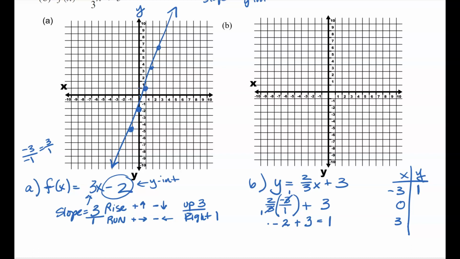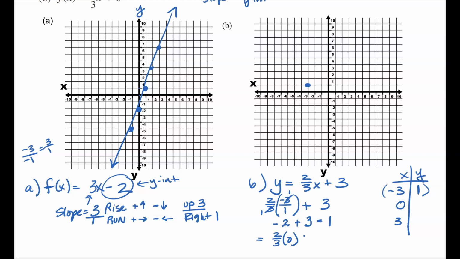And keep in mind, you can use your calculator to evaluate this. So if you're not strong with fractions, you can pick whatever number you want and just use your calculator. So the point -3, 1 is on the graph. So I'm going to go 1, 2, 3 to the left and up 1. And then I'm going to plug in my next value, 0. This one will be easier.